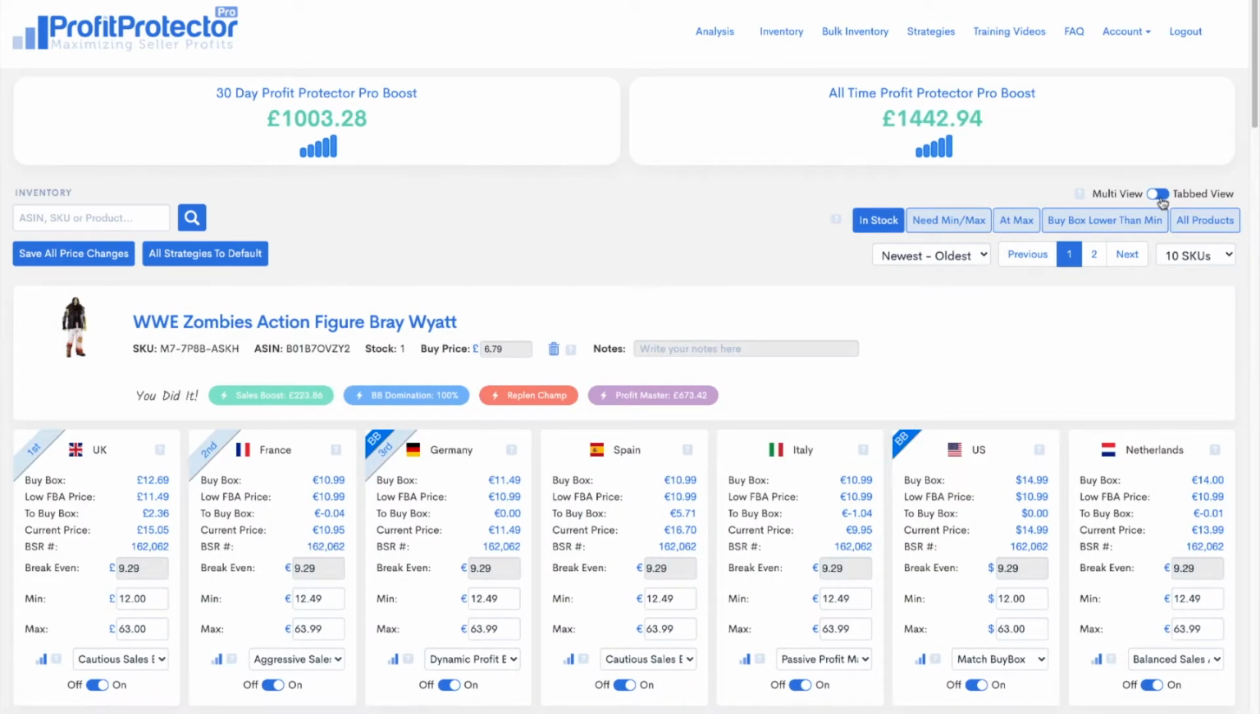If you're selling in Europe, then the multi-view is the best view to use. You can also search here for different products based on what you're looking for, A to Z, Z to A, sort by quantity, newest to oldest. You've got lots of different options in terms of sorting. And here's how many products you see per page and how many pages you have to view.